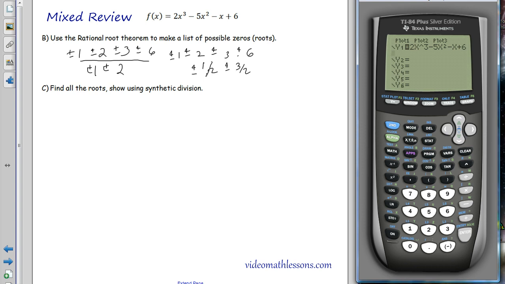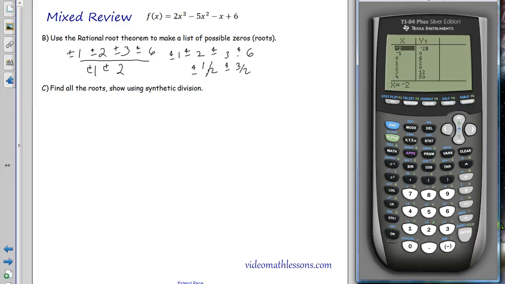So 2x cubed minus 5x squared minus x plus 6. I hit graph. There's that one negative, and there's two positives pretty tight, close to each other. I could go to the table set, and I'll fix that back to auto. So I see there's a root at -1 and 2. The other one's a fraction. I'll find the fraction later.